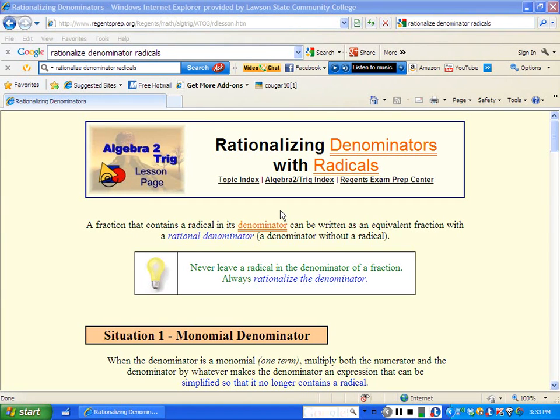In this video I want to show you how to rationalize denominators with radicals. If you have a radical in the denominator, that's a problem, because in math we just have to get it out. We got to get that radical out of the denominator.